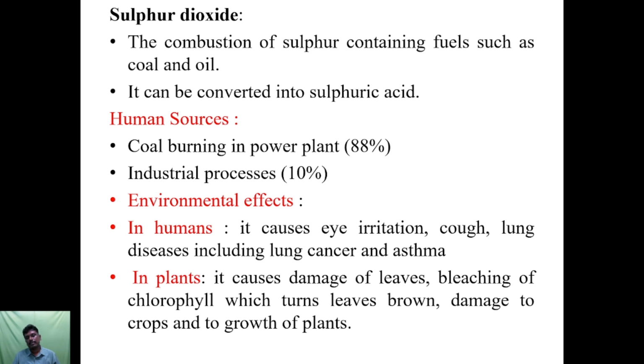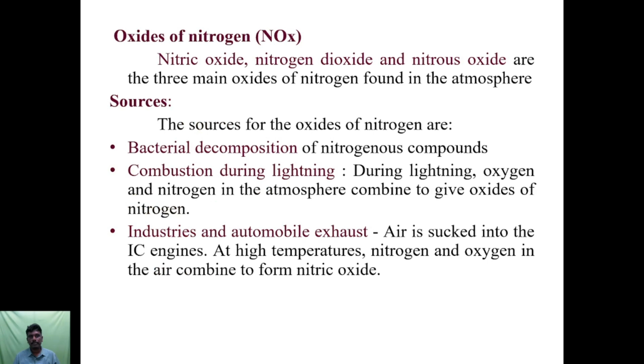So, environmental effects of air pollution. In humans, it causes eye irritation, cough, lung diseases including lung cancer and asthma. In plants, it causes damage of leaves, bleaching of chlorophyll which turns leaves brown, and damage to crops and to the growth of plants.